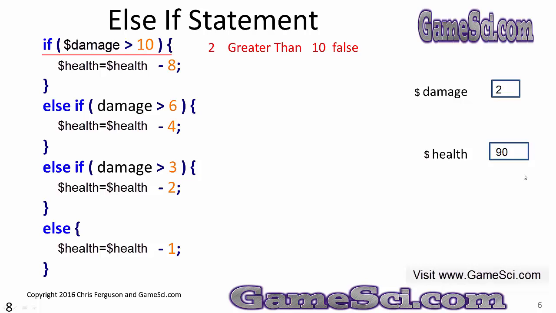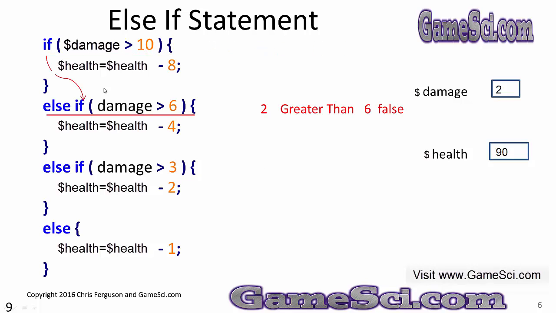So 2 seems to be a small amount of damage. Let's see what happens when damage is 2. Damage greater than 10. With 2 in the damage variable, 2 greater than 10 is very much a false statement. As a false statement, it will skip the if block and go straight to the else. And here it is. It went straight to the else. This else is attached to that if.